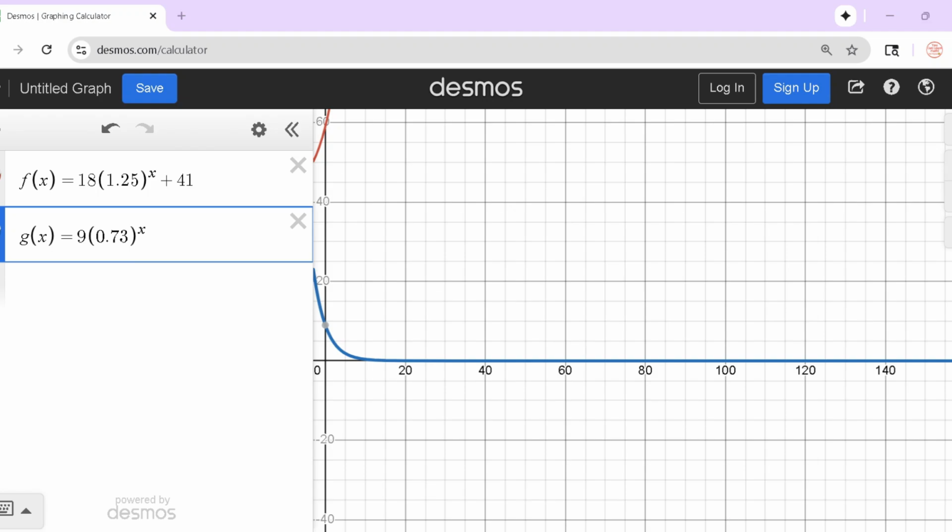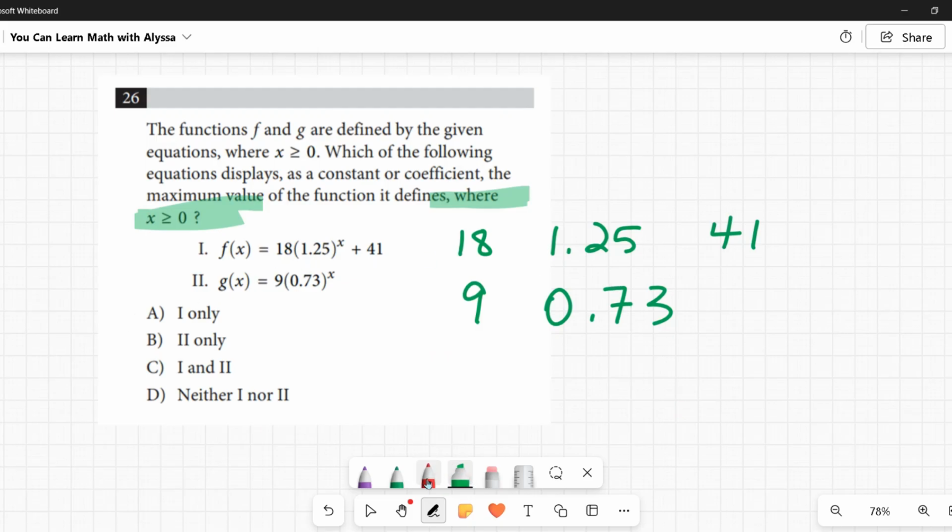So let's go back to our question. Okay, so what are our options? We've said that it is not the case in number 1, but it is the case in number 2. Our options are 1 only, that's not true. 2 only, that looks like our right answer. 1 and 2, nope. Neither 1 nor 2, nope. There we go. B is my answer.